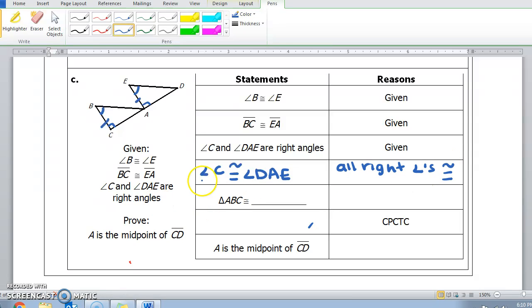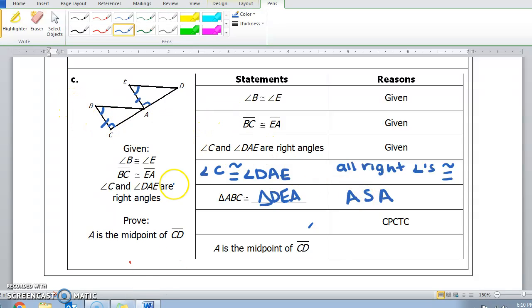Now we have enough information to prove two congruent triangles. Angle, side, angle. The side is included between the two angles. So we can say triangle ABC is congruent to triangle DEA. And the reason for that is angle, side, angle.